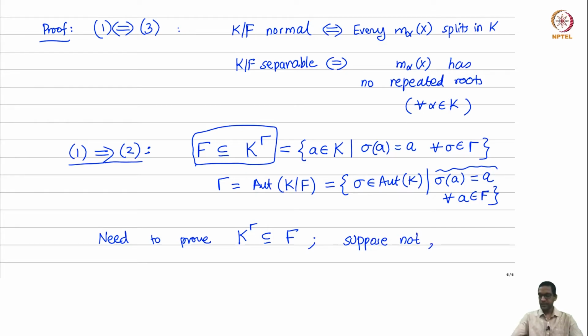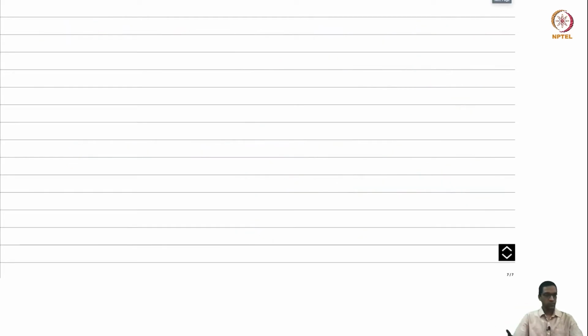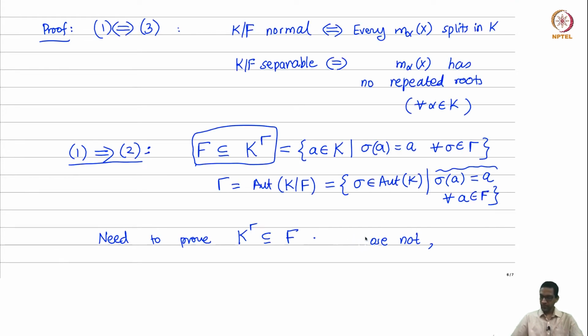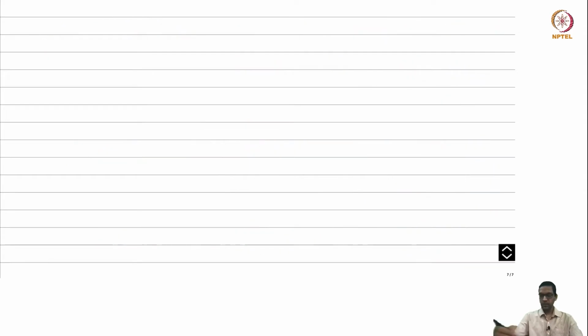Well, what does that imply? It says that there is an element... So maybe we'll prove it as follows. Let me not just say contradiction here. I need to prove this K gamma is contained in F. So I will pick an element that's not in F and show that it's not in K gamma. So contrapositive is really what I mean here. We'll prove this as follows, i.e. if alpha is not in F, then alpha cannot be in K gamma.